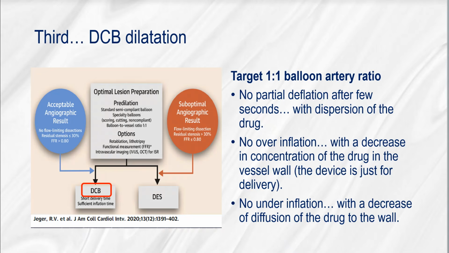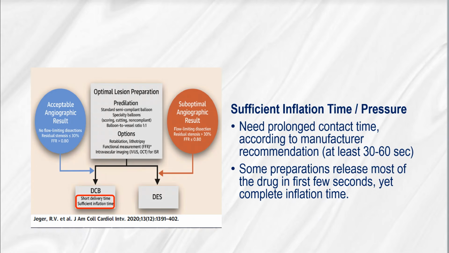After an acceptable angiographic result, the third step is drug-coated balloon dilatation. The target is 1:1 balloon-artery ratio. No partial deflation after a few seconds, with dispersion of the drug. No overinflation, with a decrease in concentration of the drug in the vessel wall. The device is just for delivery. No underinflation, with a decrease of diffusion of the drug to the wall. Sufficient inflation time and pressure is a must. Need prolonged contact time according to the manufacturer recommendation, at least 30 to 60 seconds.